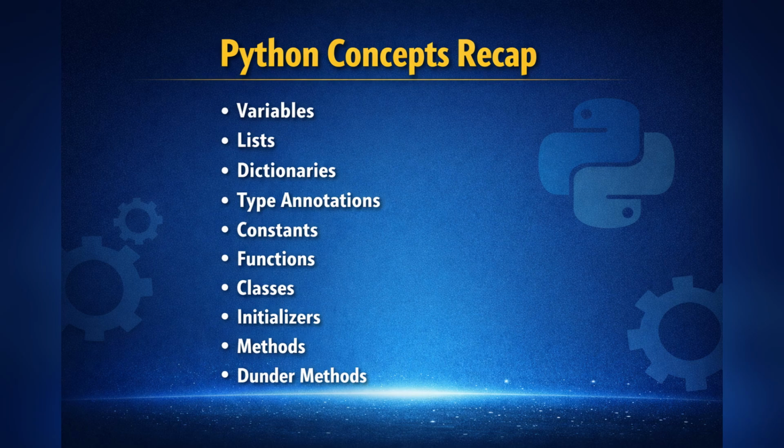And that brings us to the end of these 10 Python concepts. We started with the basics, like files, variables, and data types, and moved into more advanced topics like functions, classes, and dunder methods. Each of these concepts builds on the others, and together they form the foundation of Python programming. The most important thing now is practice. The more you write code, the more natural these ideas will become.